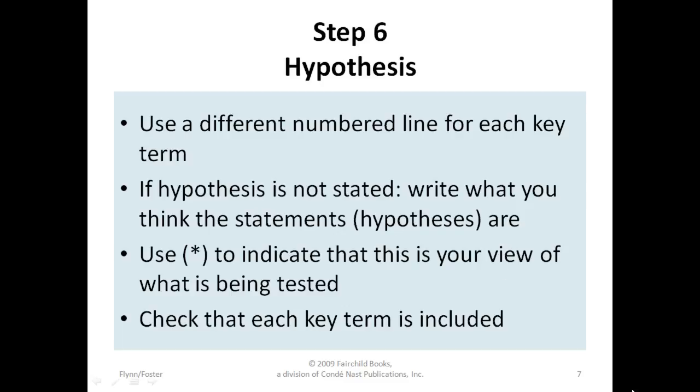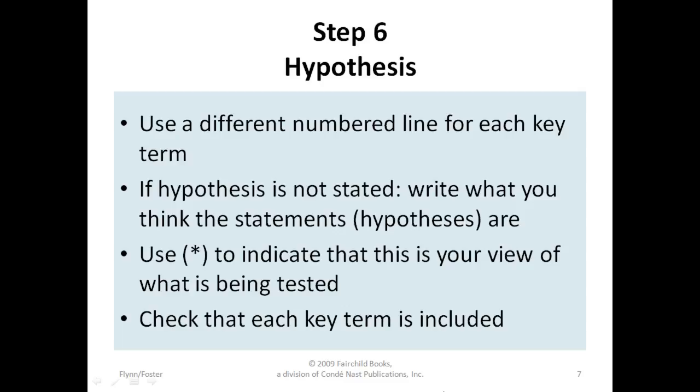So step 6 of our FRAF is that we're going to find the hypothesis within our article. And hypotheses usually use different numbered lines for each of the key terms. And the hypothesis should be stated, so you shouldn't have to make something up. And there usually is a hypothesis that will deal pretty much with each key term. So let's go to our article again and we'll find the hypothesis.